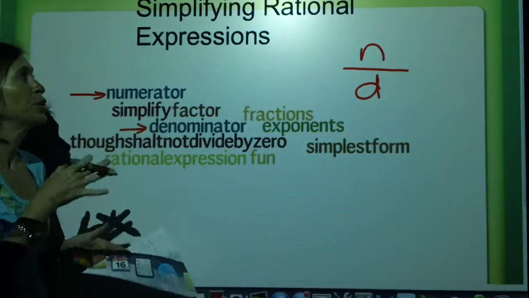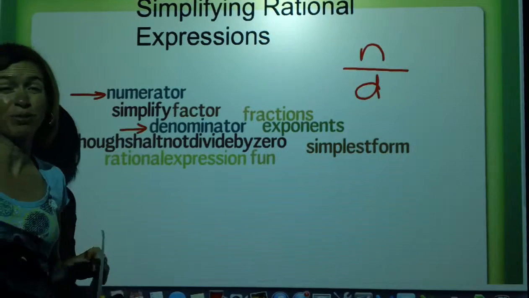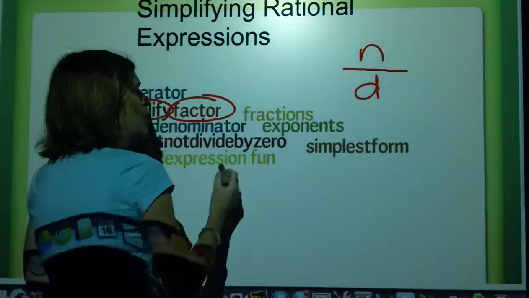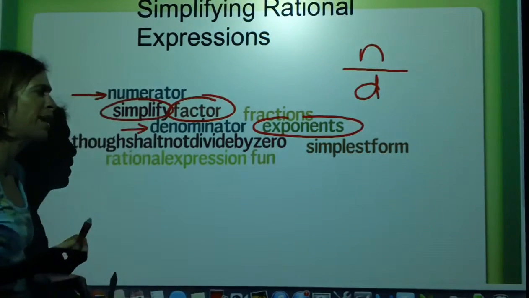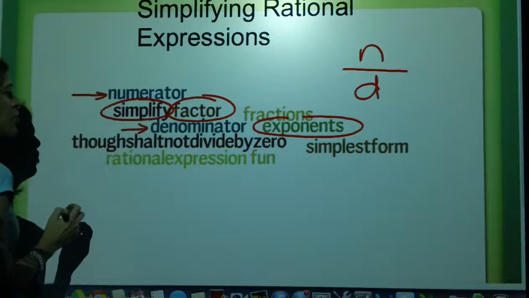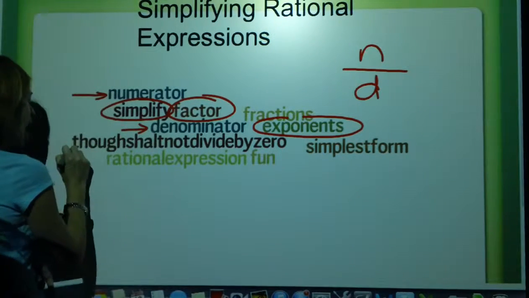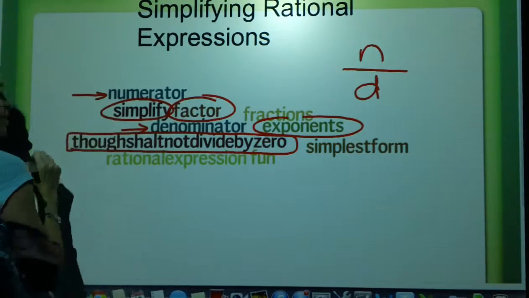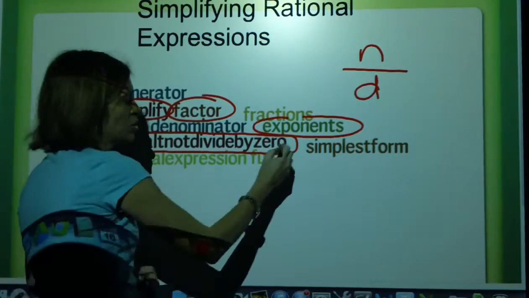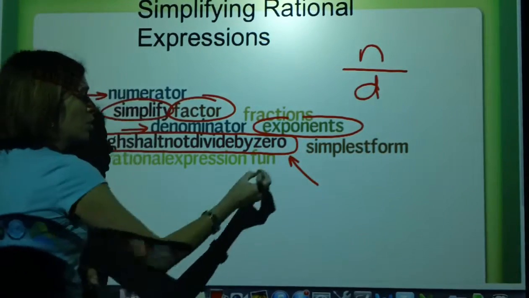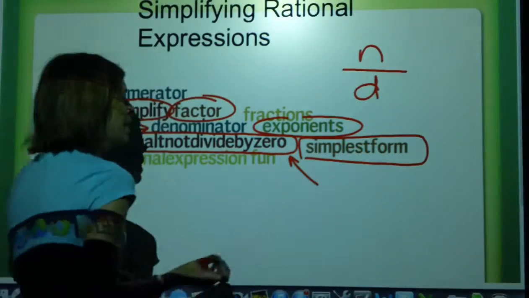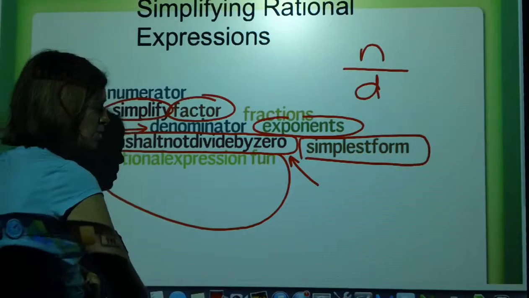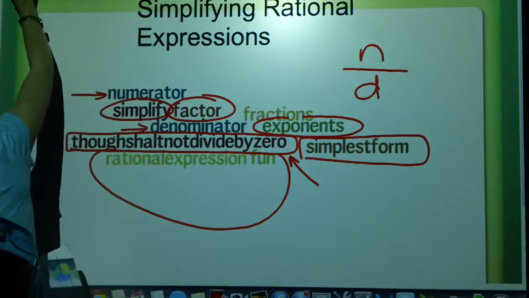All of the rules that we would use for fractions are going to apply to rational expressions because they are fractions. So we're going to be simplifying. We're going to be factoring. We're going to be using some rules you learned last year about exponents. We are also going to, and I'm going to talk more about this, never divide by zero. Thou shalt not divide by zero. We're going to talk about that a little bit more in a second. We're going to always leave things in simplest form, and we're going to have a lot of fun with rational expressions. So, anyways, let's get started today.